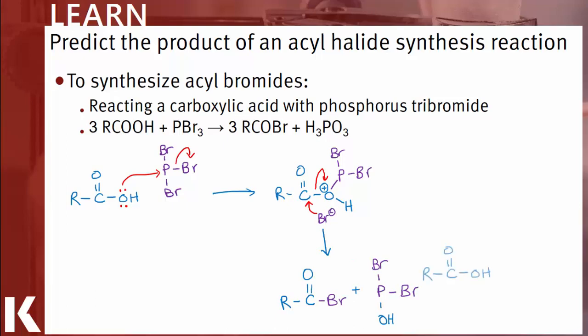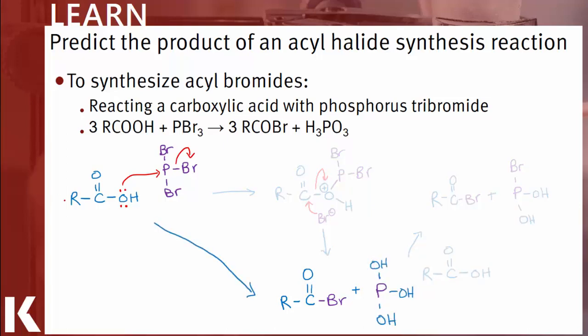Interestingly, another carboxylic acid can attack the dibromophosphonous acid and become acyl bromide until all three bromine atoms are transferred, which is why the net reaction is three carboxylic acids reacting with one phosphorus tribromide to produce three acyl bromides and phosphorus acid.